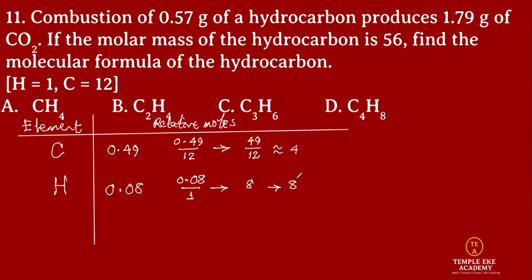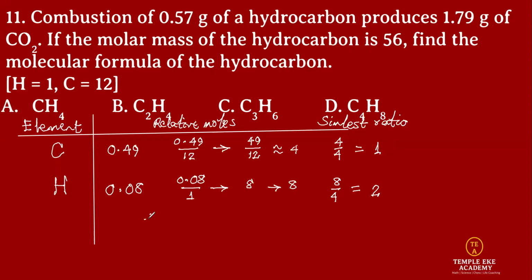And now we can obtain our simplest ratio by dividing by the smaller of these two. The simplest ratio will be taking 4 and dividing by 4, the smaller of the two numbers, and also taking 8 and dividing by 4. This will give us 1, while 8 divided by 4 gives us 2. Therefore, the empirical formula can be written. The simplest ratio of combination of atoms is 1 atom of carbon combining with 2 atoms of hydrogen.